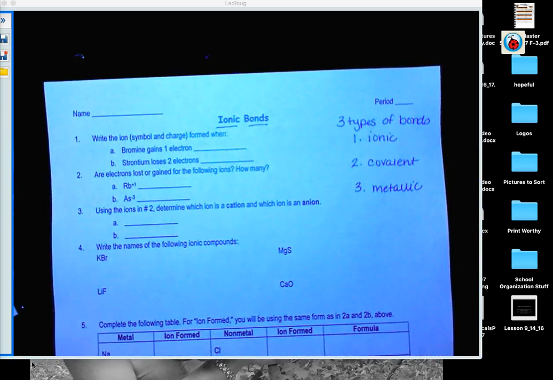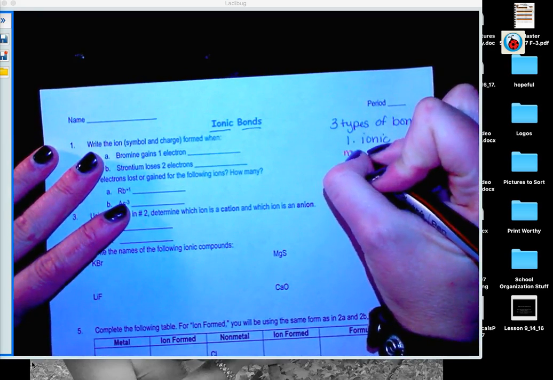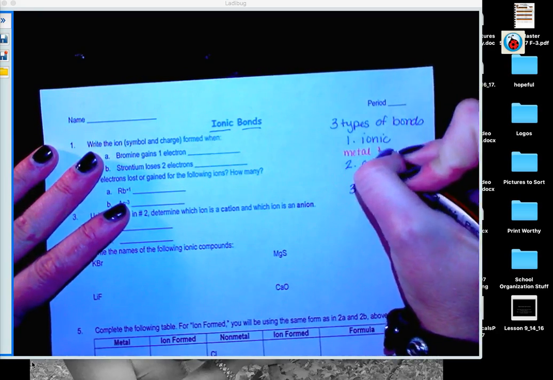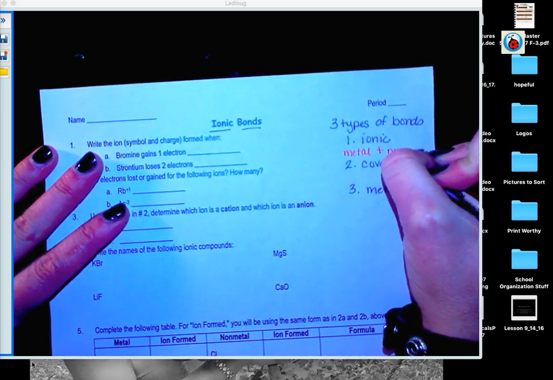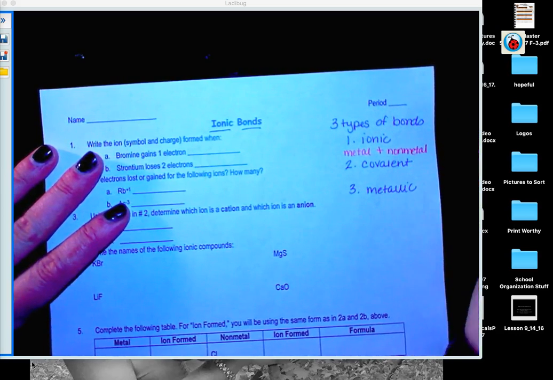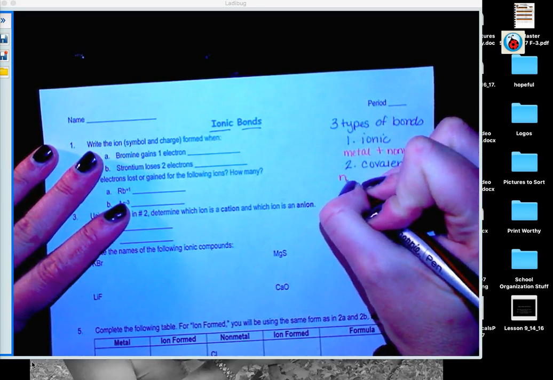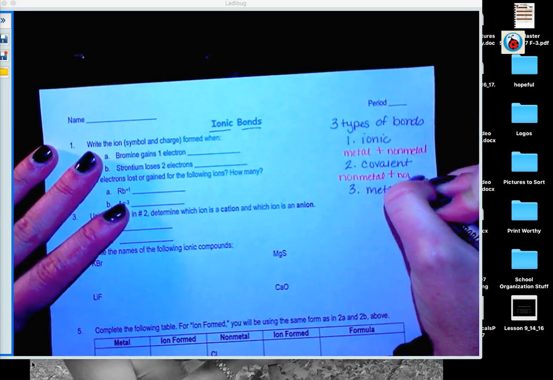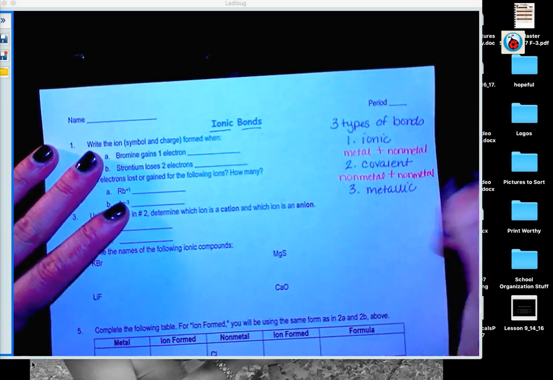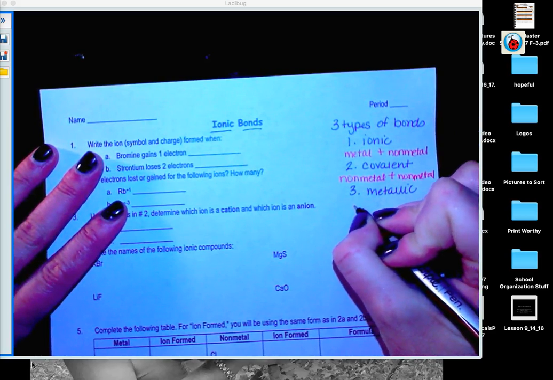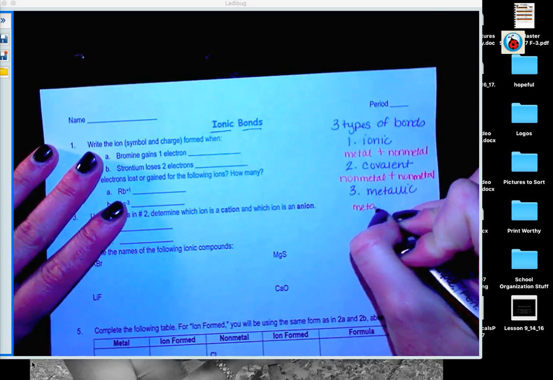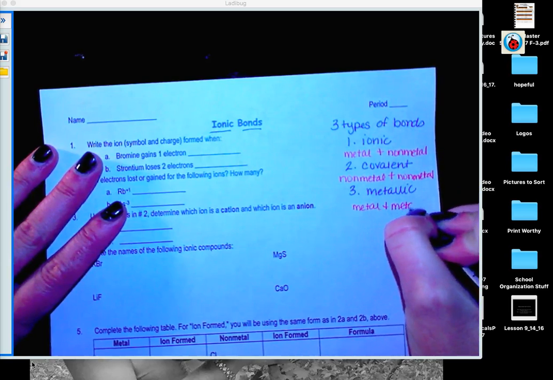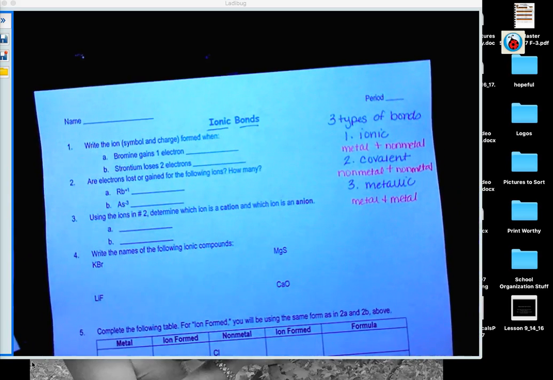And if you recall from when we talked about them the other day, ionic bonds form between a metal and a non-metal. Covalent bonds form between two nonmetals. And metallic bonds we don't really talk about this year. They form between two metals. So we mainly spend our time talking about ionic and covalent bonds.